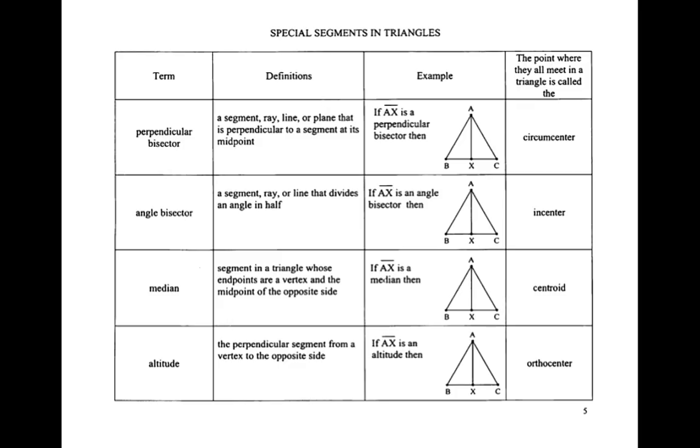its midpoint. Well, that gives you lots of information, because if it's perpendicular, that means it's going to make a 90-degree angle. And if it's hitting the midpoint, it's going to cut that segment into 2 congruent pieces. So in this triangle, if I give you AX as a perpendicular bisector, then you know BX is the same as CX, and you know that AX is making a right angle with segment BC.